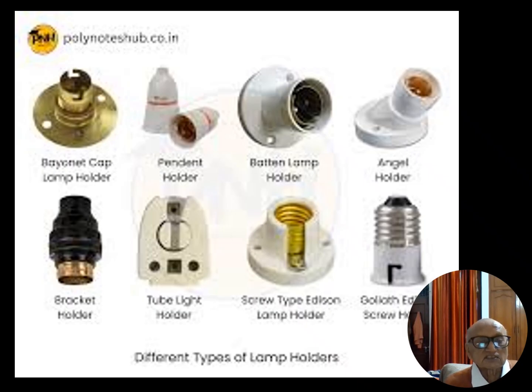Friends, some popular type of lamp holders are shown here. This one is most common, which is known as BC, bayonet cap lamp holder. You put the lamp here, slightly rotate it so that they can get inserted here. And then this is supposed a type of lock.